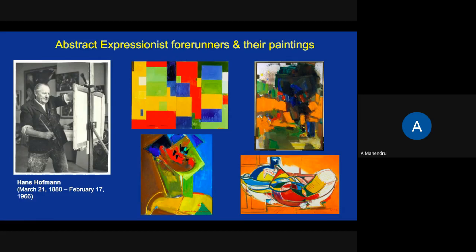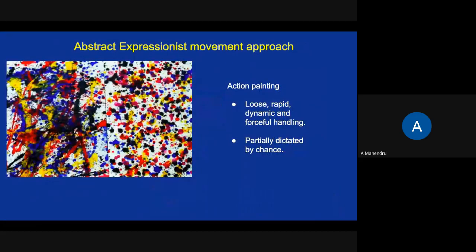So, in spite of the diversity of the abstract expressionist movement, there are three general approaches that can be distinguished. The first one is action painting. Action painting is characterized by a loose, rapid, dynamic, or forceful handling of paint in sweeping or slashing brushstrokes and in techniques partially dictated by chance, such as dripping or spilling of paint directly onto the canvas, which you can see in this painting.